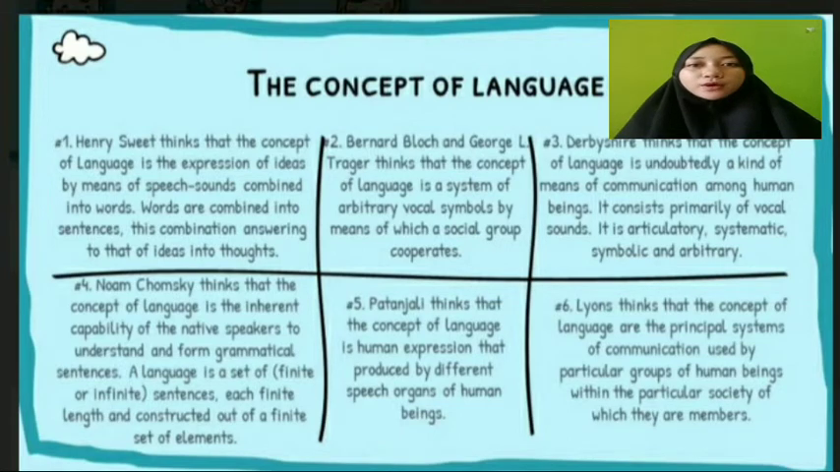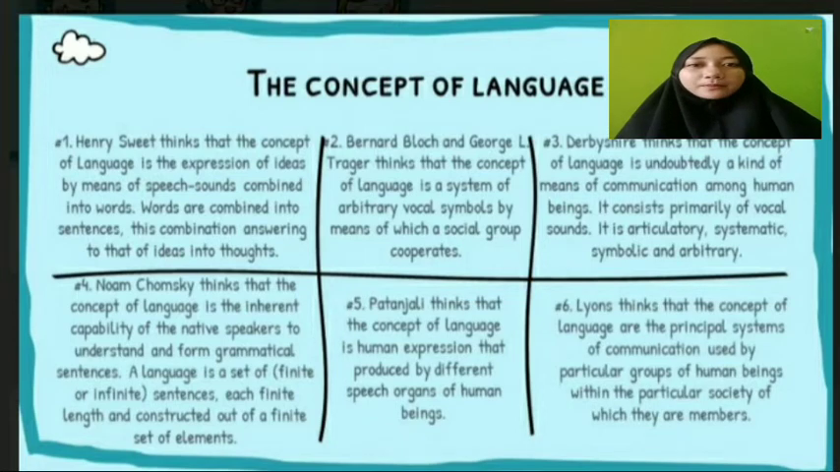4. Noam Chomsky thinks that the concept of language is the inherent capability of the native speaker to understand and form grammatical sentences. A language is a set of finite or infinite sentences, each finite in length and constructed out of a finite set of elements.